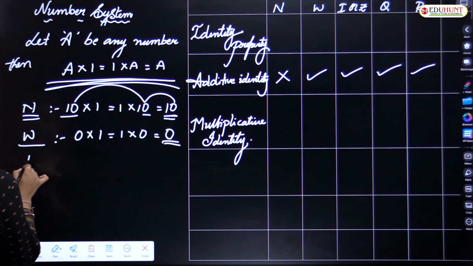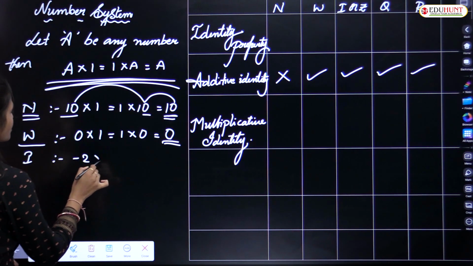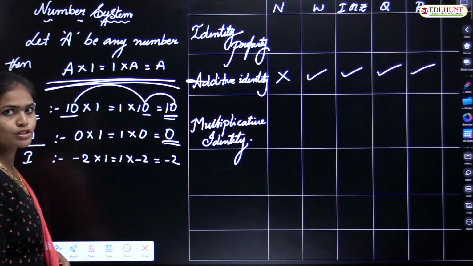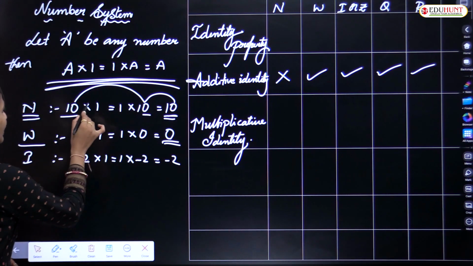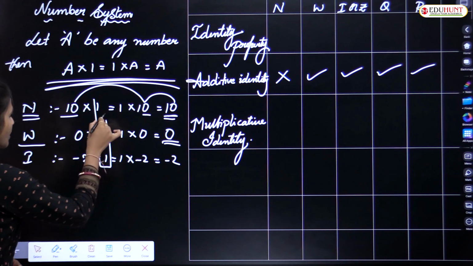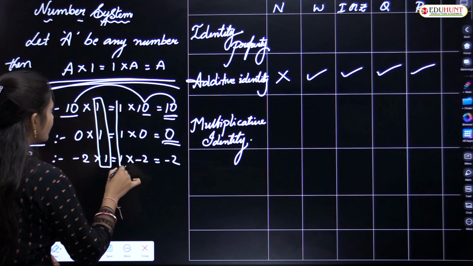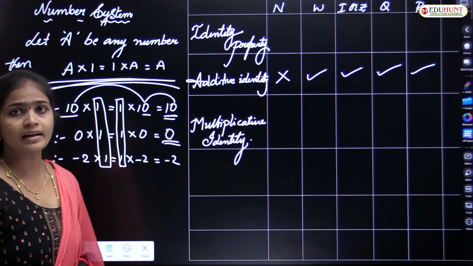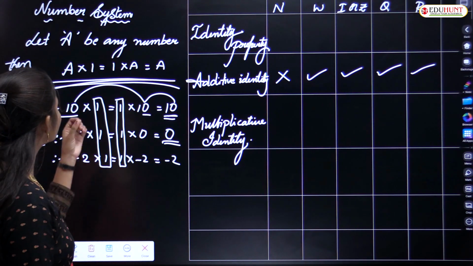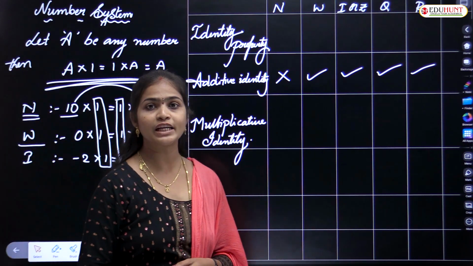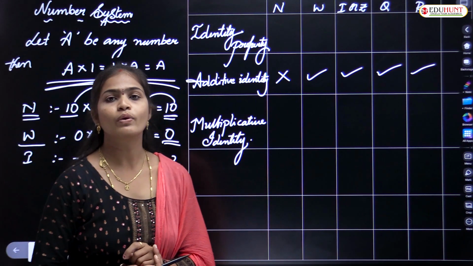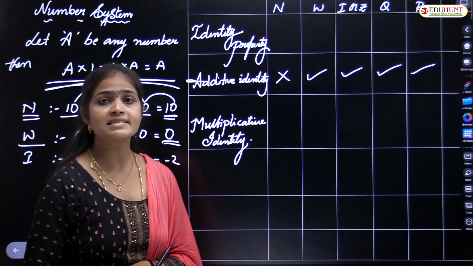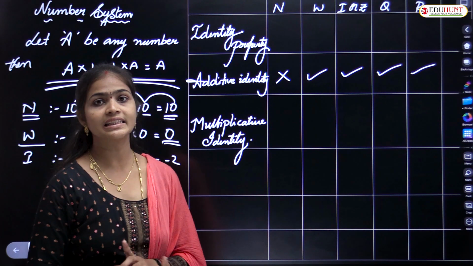Okay, and come to integers. Minus 2 into 1, 1 into minus 2. You will get the result as minus 2. Okay, so when you observe all these cases, which number acted as the identity? That is 1. So here the element we call the multiplicative identity is 1. So 1 is called the multiplicative identity in all types of numbers, and 0 is called the additive identity in all types of numbers.